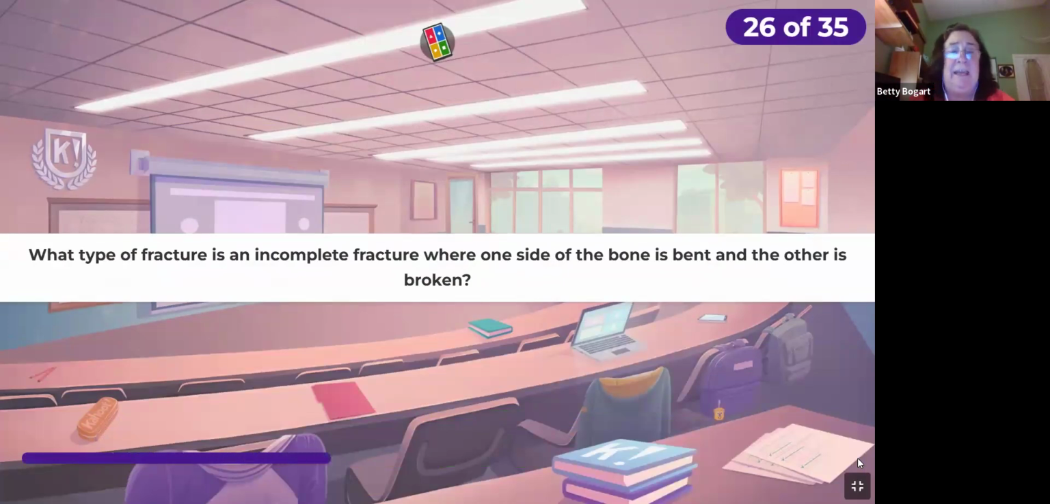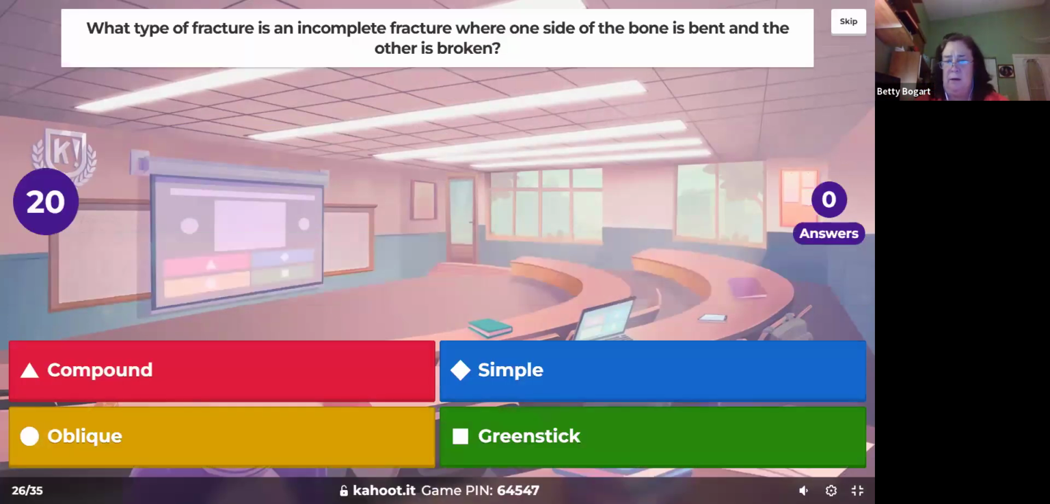What type of fracture is an incomplete fracture where one side of the bone is bent and the other is broken?